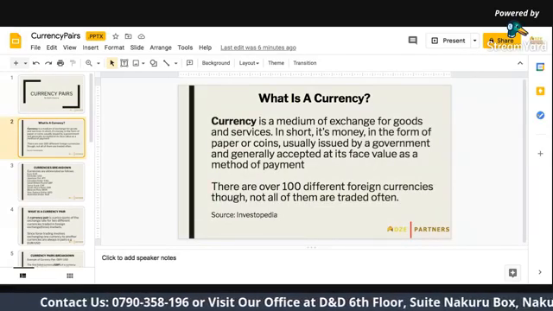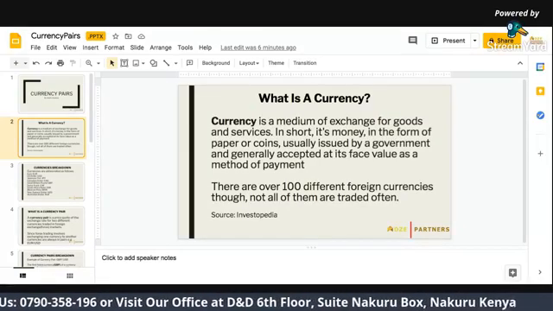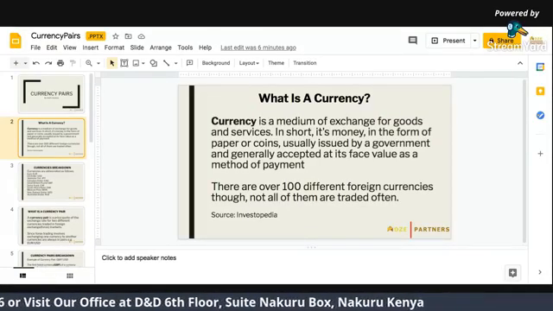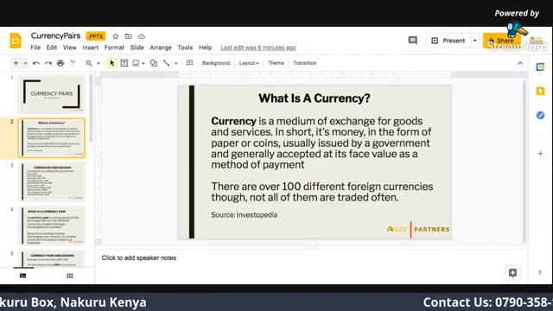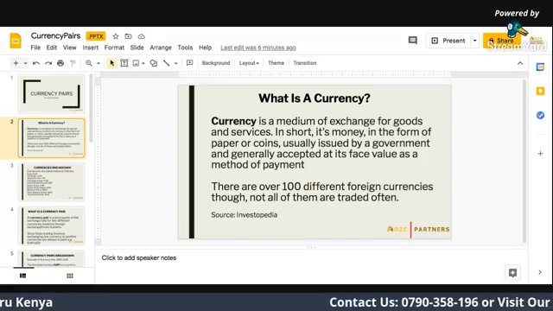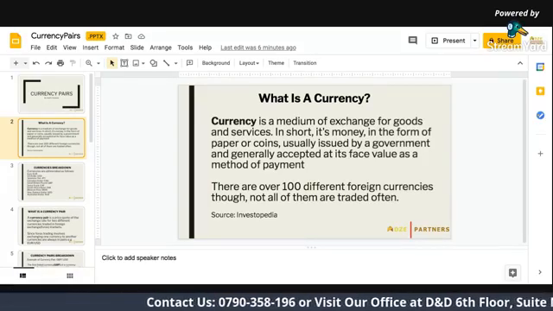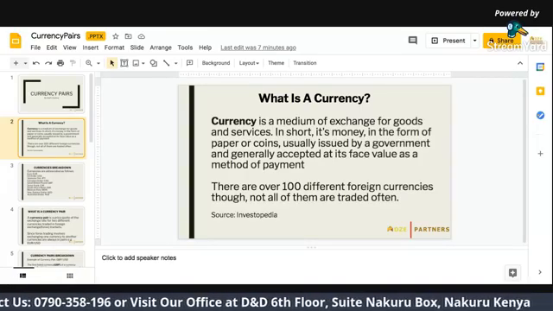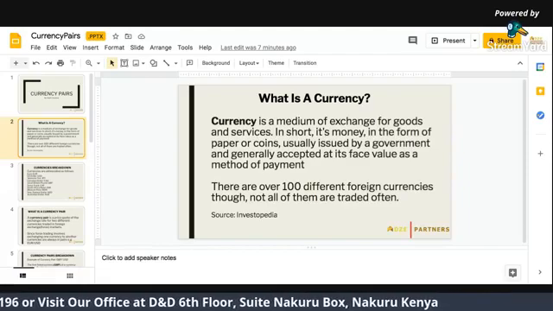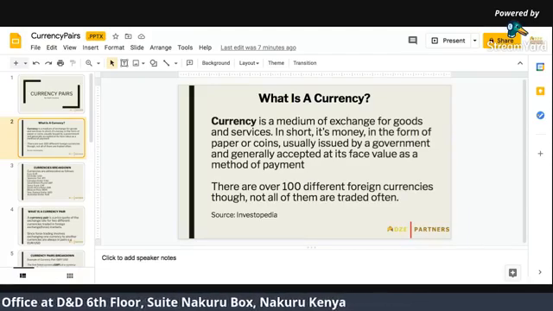Basically, it is money in form of paper or coins, usually issued by a government, and generally accepted at its face value as a method of payment. A good example is the Kenya shilling. It is being printed by the government, and the government is the one that is issuing them. So you cannot issue a currency as your own.